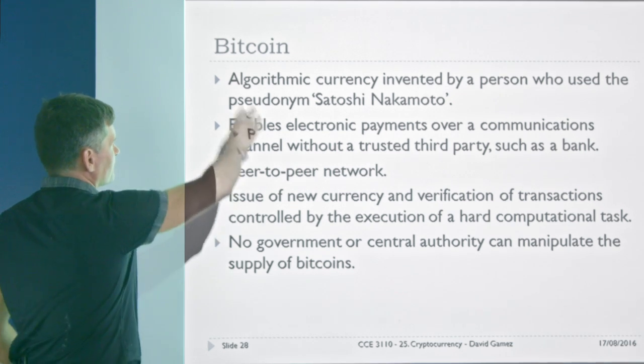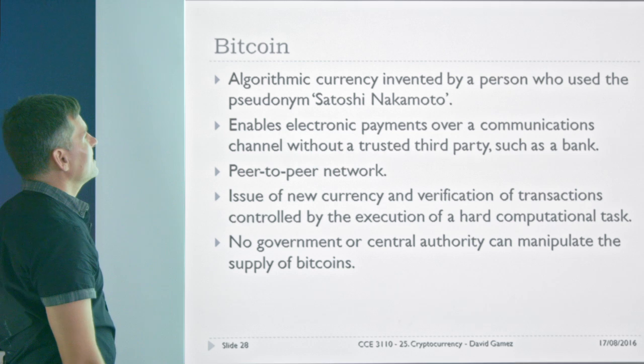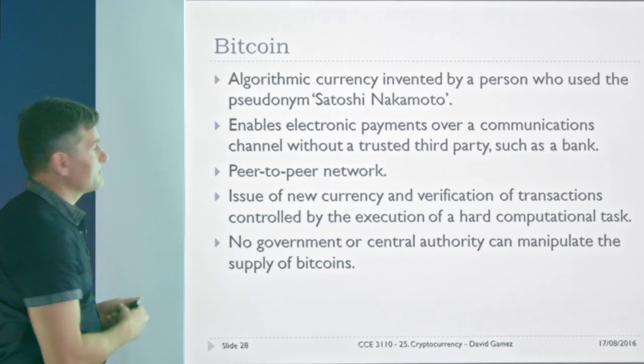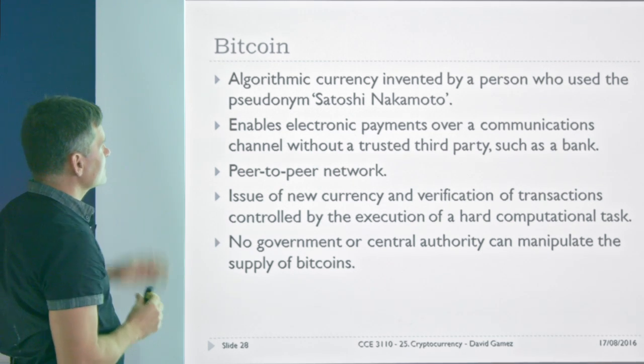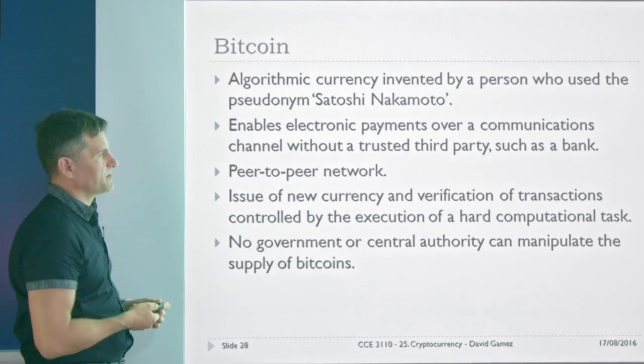So algorithmic currency: as I said before, read the original paper on this because it goes into it extremely clearly, and this is really just a summary of what went into that paper. Bitcoin enables electronic payments over communication channels without a trusted third party such as a bank.